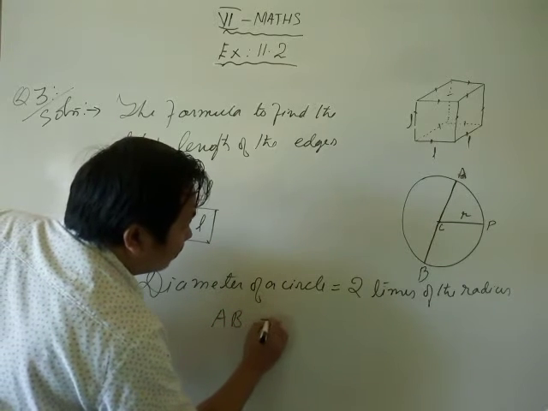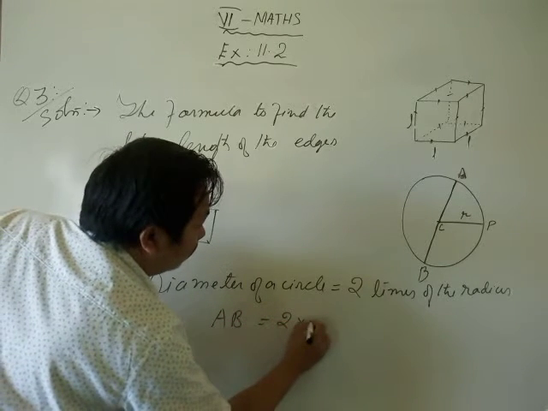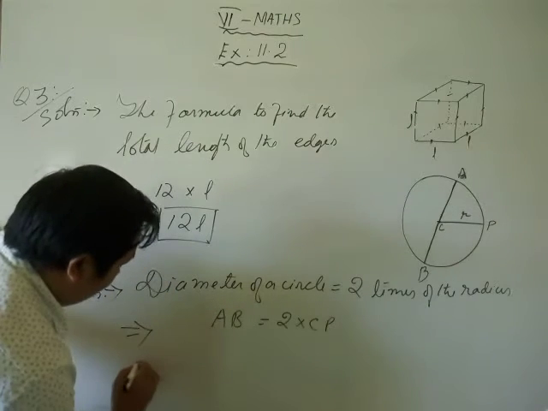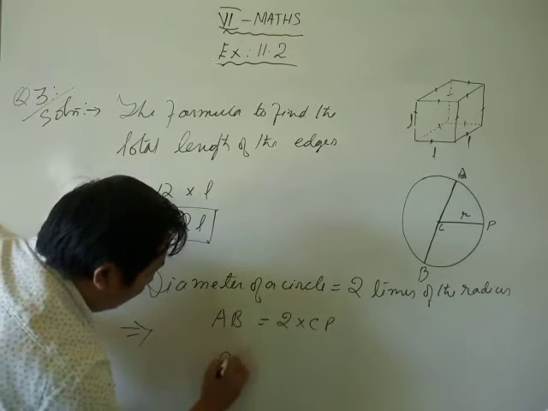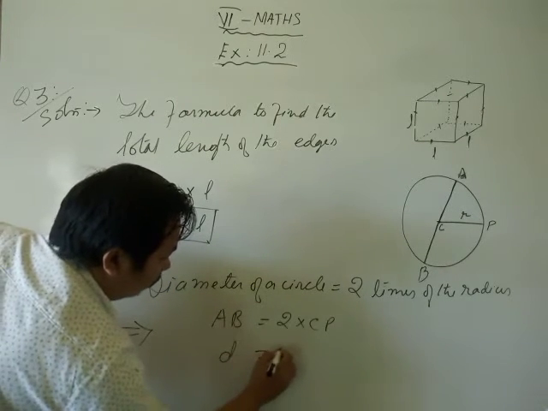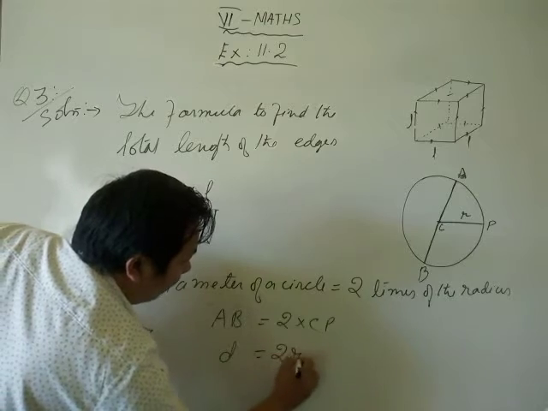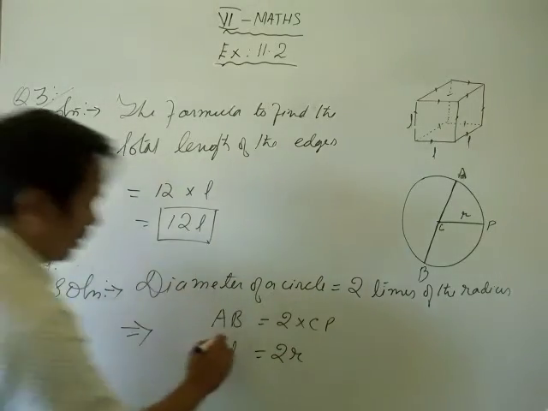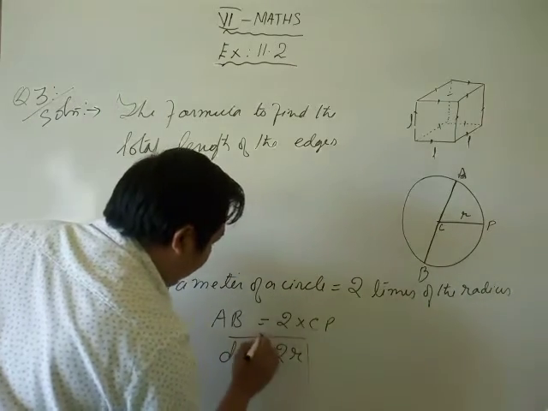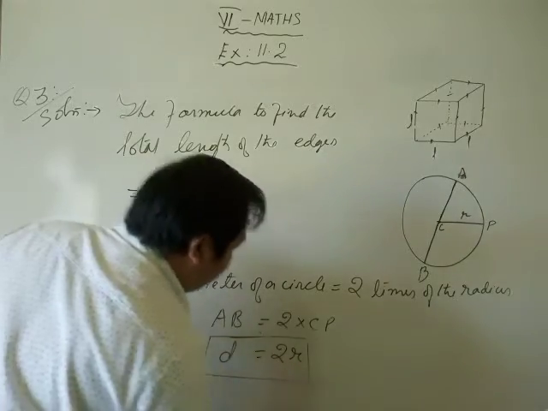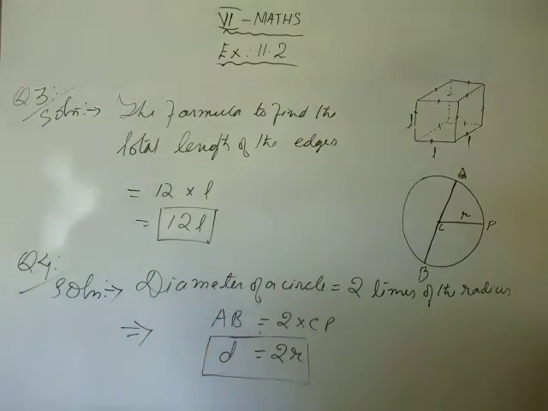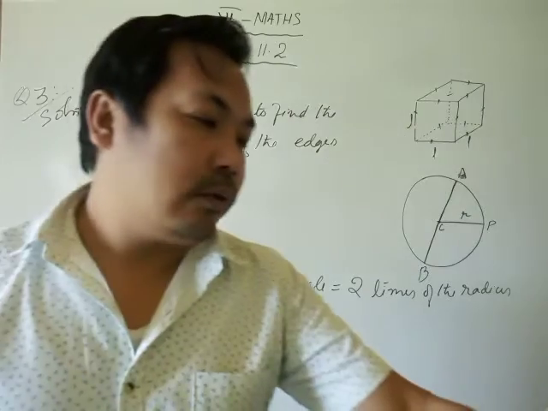AB is equal to 2 into CP. So what is AB? AB is D, the diameter. D is equal to twice R, and CP is the radius. So this is what is said. D is equal to twice R, 2 times of R, 2 times of radius.